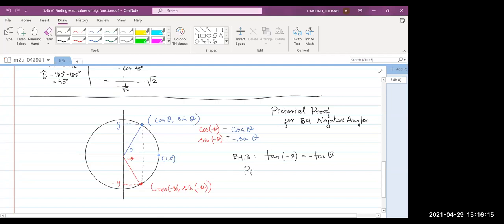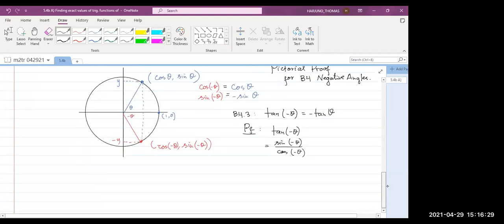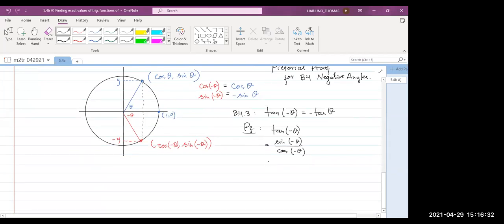Proof. Tangent negative theta is equal to sine negative theta over cosine negative theta, that is equal to negative sine theta over cosine theta, which is negative tangent theta. Okay, that's a little informal proof there.